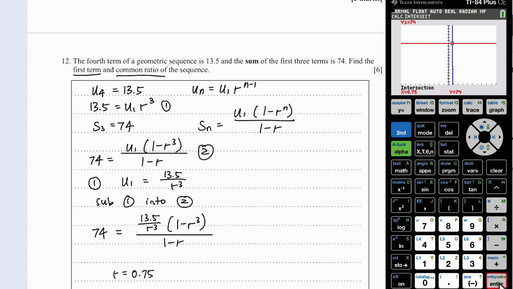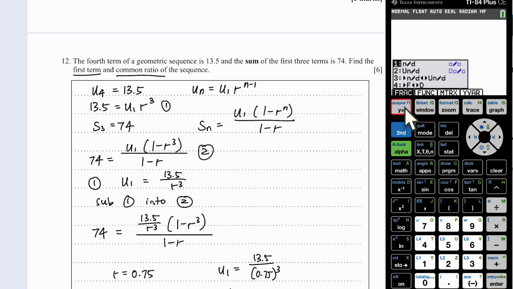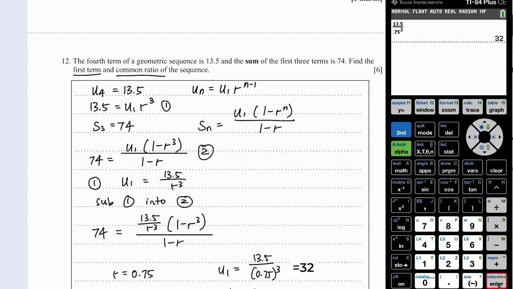Now that I have my common ratio, we can plug that back in to our equation for u sub 1 in order to solve for my second missing variable. So that's 13.5 over 0.75 to the power of 3, which gives me 32. And I'm done.